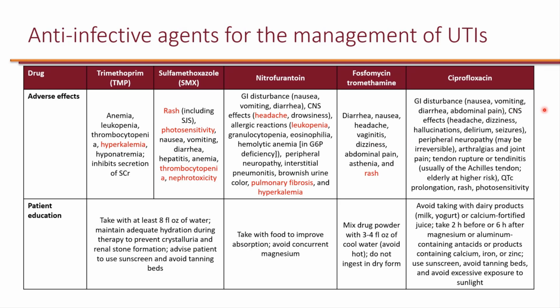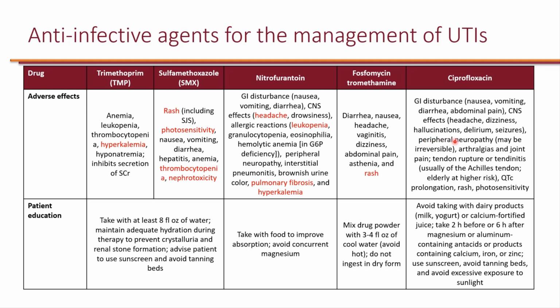Now, a lot of bad things happen with fluoroquinolones in general. So let's focus on ciprofloxacin. With ciprofloxacin, like many antibiotics, GI disturbances can occur: nausea, vomiting, diarrhea, abdominal pain. But with fluoroquinolones, you can also have CNS effects like headache, dizziness, hallucination, delirium, and in some cases, seizures have happened, including in patients who had underlying neurological disorders, and also patients who were taking NSAIDs. So NSAIDs can increase the risk of having seizures with fluoroquinolones.